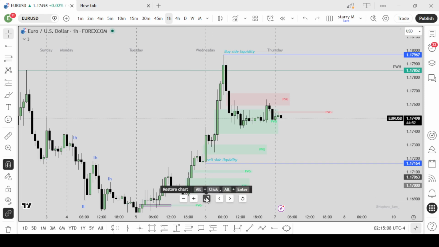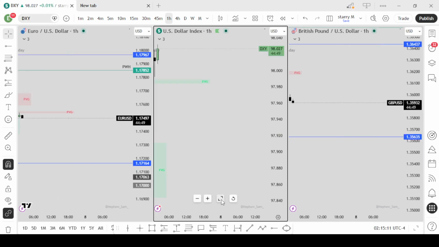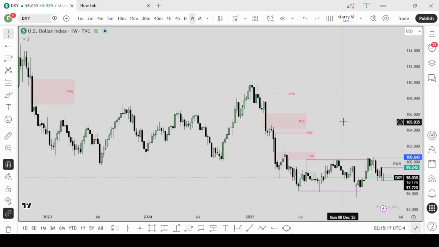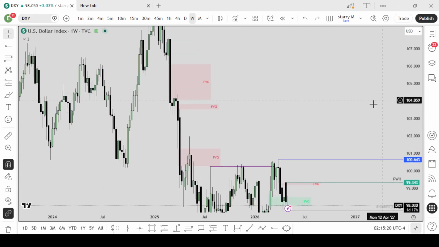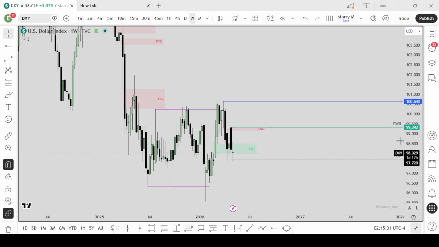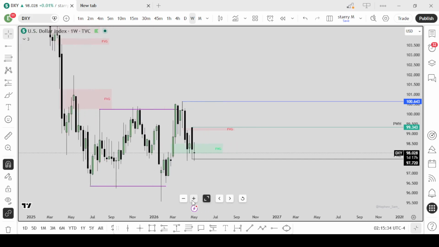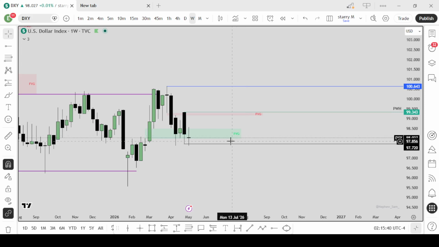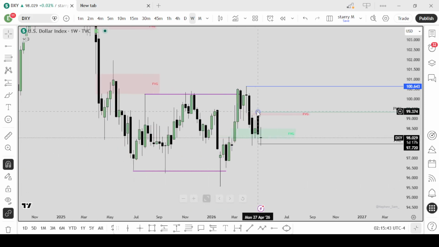So let's look at the DXY now. DXY is usually the inverse of EURUSD and GBPUSD. So if Euro is buying, we expect DXY to be selling. And here, let's see, we currently mitigated this fair value gap here and are currently very bearish.